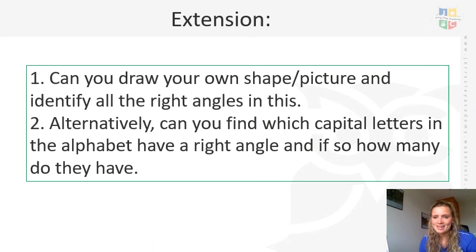If you've finished all that and you want something else to do to continue to develop that, there are 2 things you could do. You could draw your own picture or shape, just like the house, and then draw in all of the right angles that you can see in there. Alternatively, you could write the capital letters of the alphabet, A to Z, and see which letters have right angles and which ones don't.